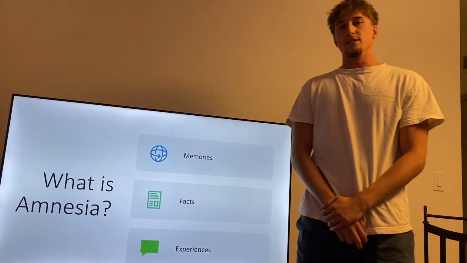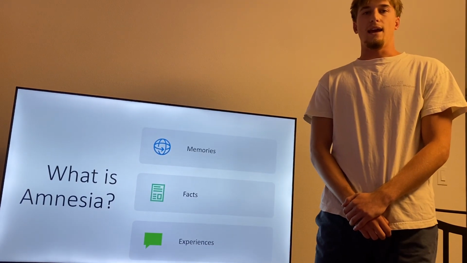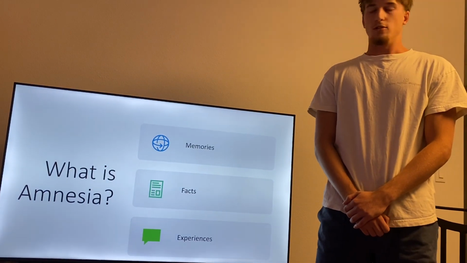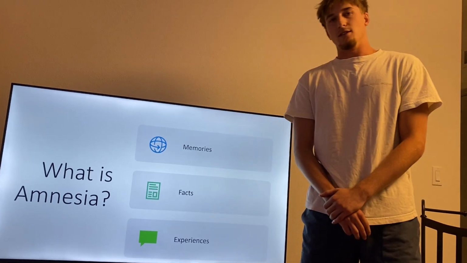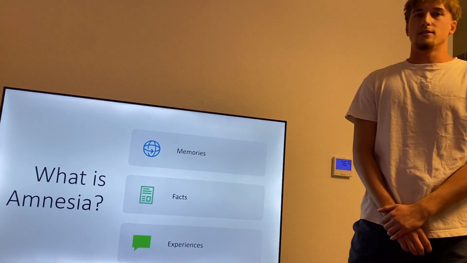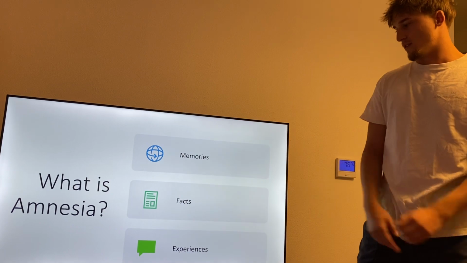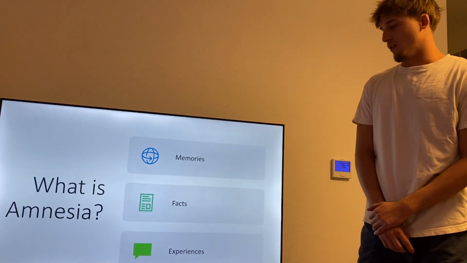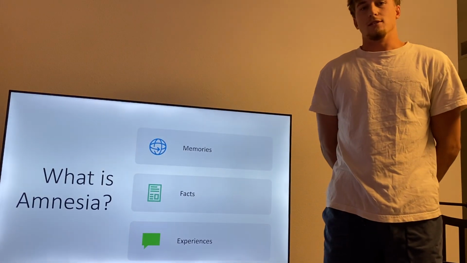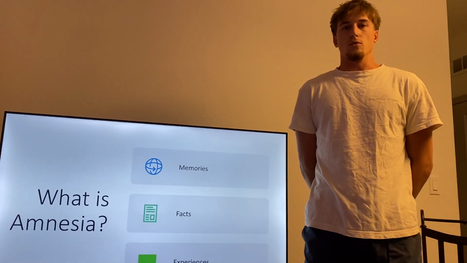So first off, what is amnesia? Amnesia is derived from the two Greek terms, one being a, which means not, and then mnesia, which means to remember. So the word amnesia itself means to not remember. And this amnesia causes one to suffer from loss of memories, loss of facts, and loss of certain experiences that they went through. This can be experiences like when they were a kid, with their family members, or recently.